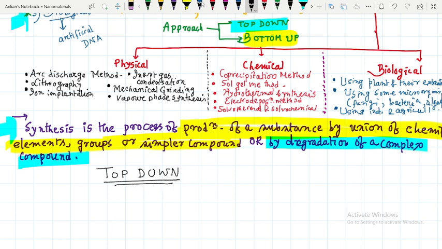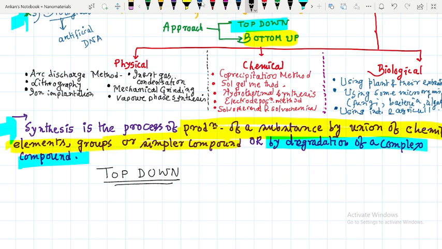It was the first procedure, the first approach to synthesize nanomaterials. It involves nothing but the degradation of some bulk materials, which is very easy when we employ some steps regarding it. So it was the first observation and first technique to synthesize the nanomaterials for our experimental purpose.